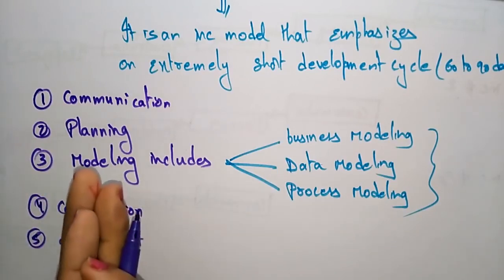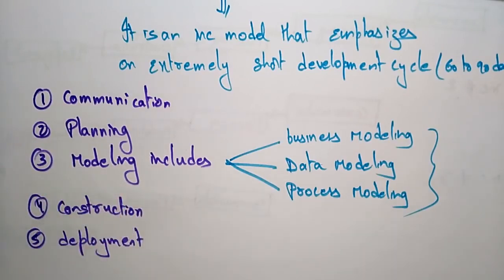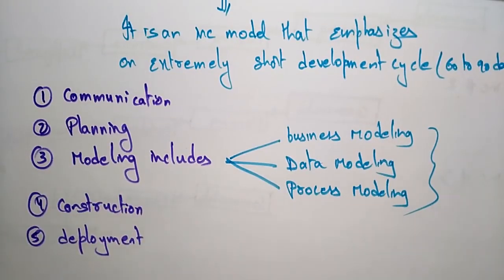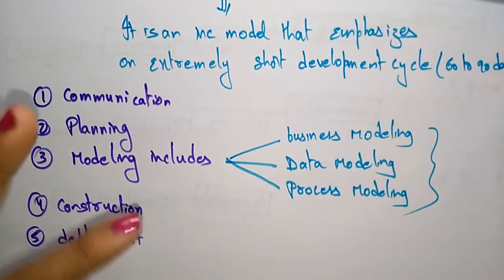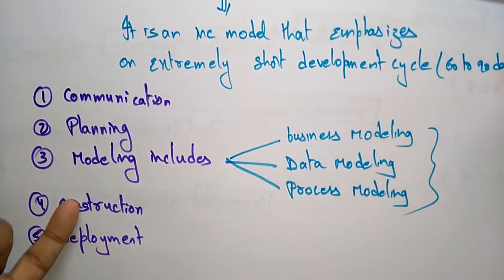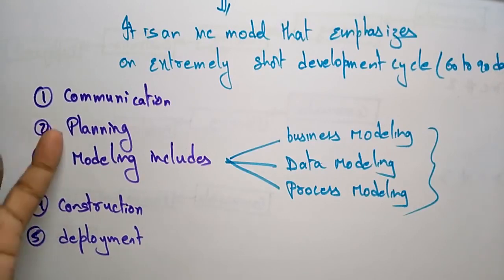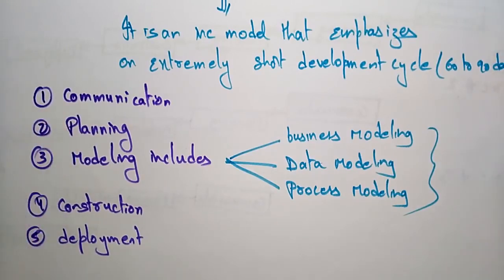First, you have to communicate with the person. Next, you try to plan the project. And next, you try to model the project. Next, construction and deployment. So everything will be like this. So the names are changing. Just in place of construction, we can write the implementation like that. So modeling, planning, and this is the activity like that.